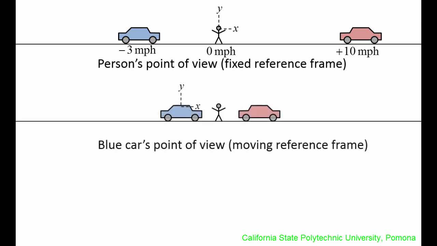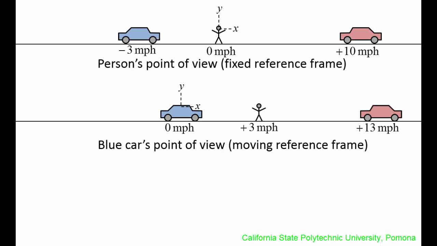Now let's change perspective and examine the velocity of the three objects from a reference frame attached to the blue car. From the blue car's perspective, both the person and the red car appear to be moving in the positive x direction. The person moves with a velocity of +3 miles per hour to the right, and the red car moves with a velocity of +13 miles per hour to the right. The velocity of the blue car in this reference frame is 0 miles per hour.